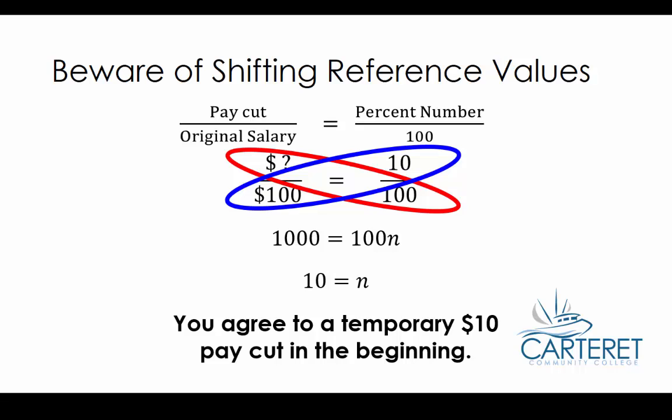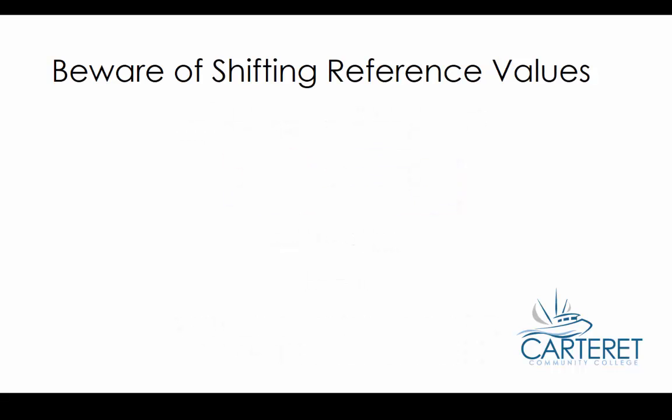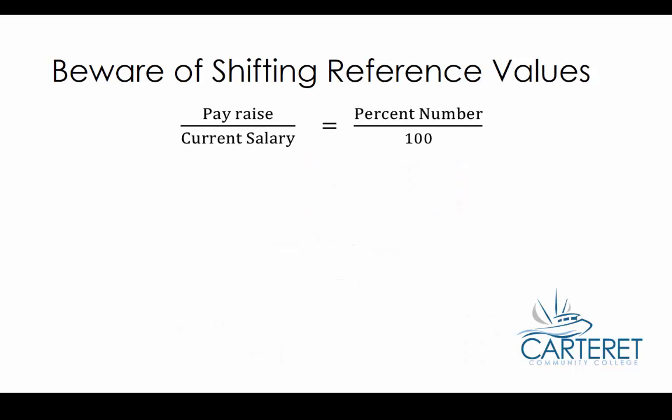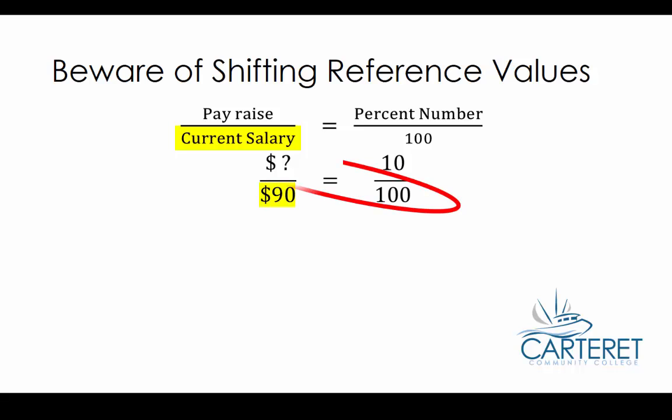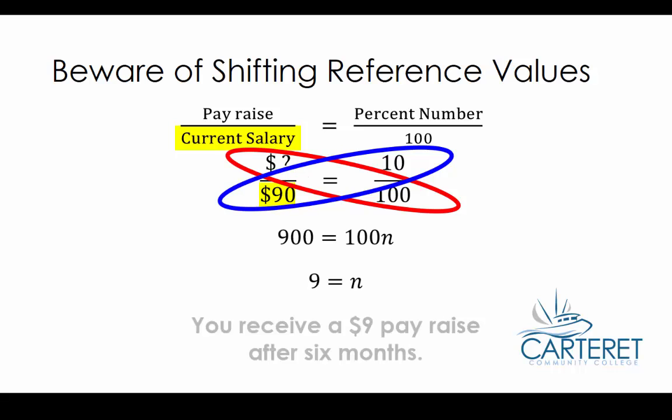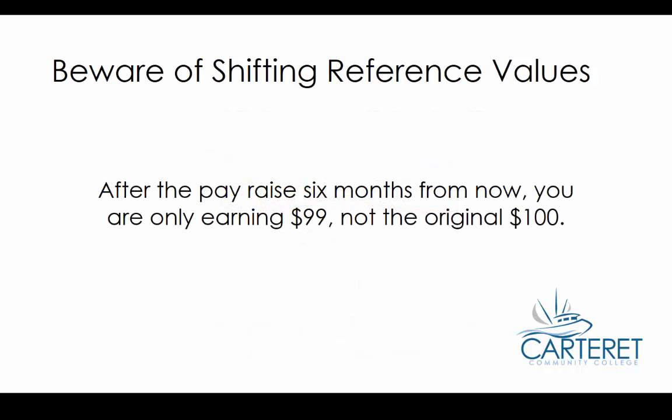Next, let's see what happens 6 months down the road when you are to receive your pay raise. Notice that your pay raise is going to be based upon your current salary. What is your current salary? If you took a $10 pay cut, your new current salary would be $90. Cross multiply to set up our simple one-step equation. Divide through by the coefficient in front, and we will see you receive a $9 pay raise after that 6-month time frame. After the pay raise 6 months from now, you are only earning $99, not the original $100.